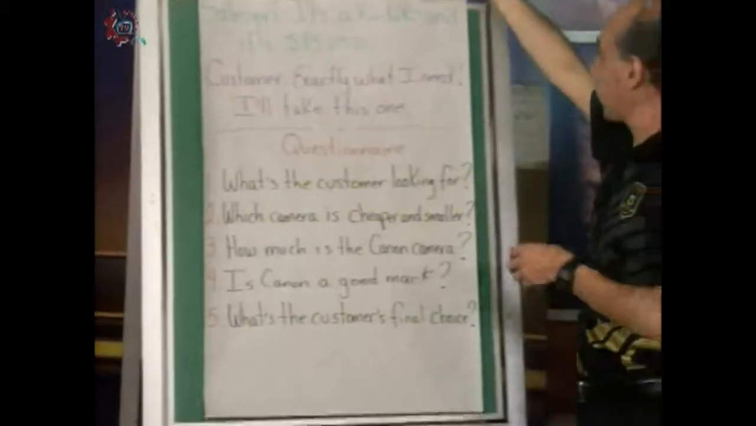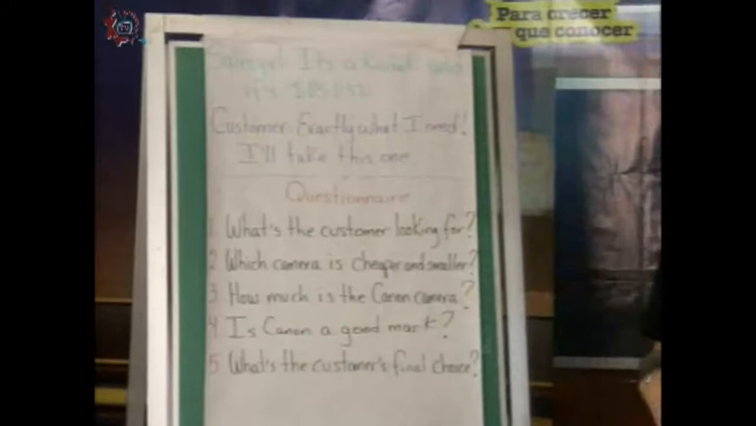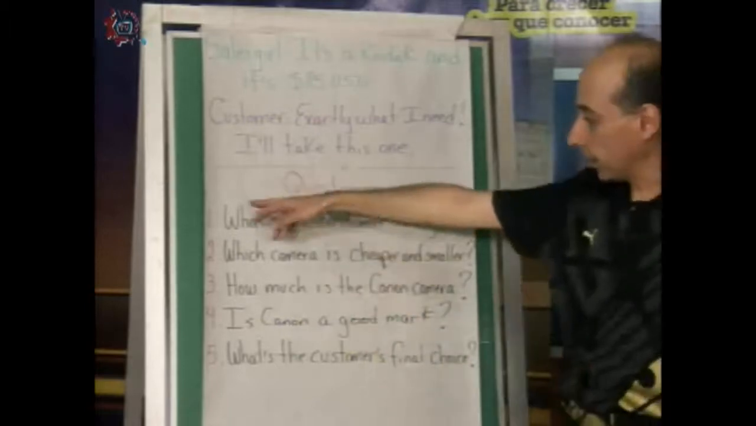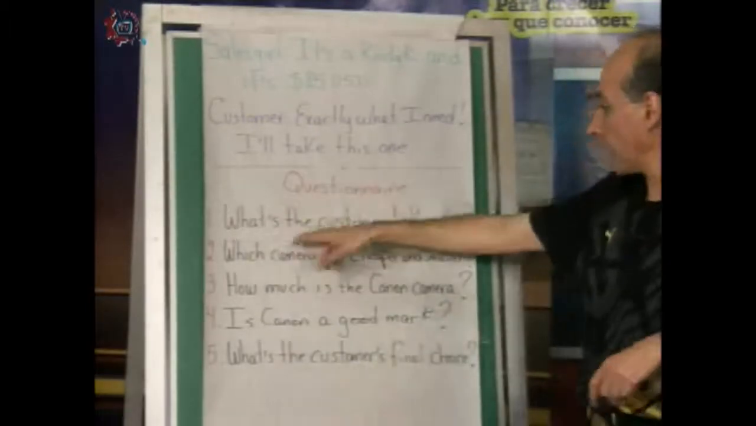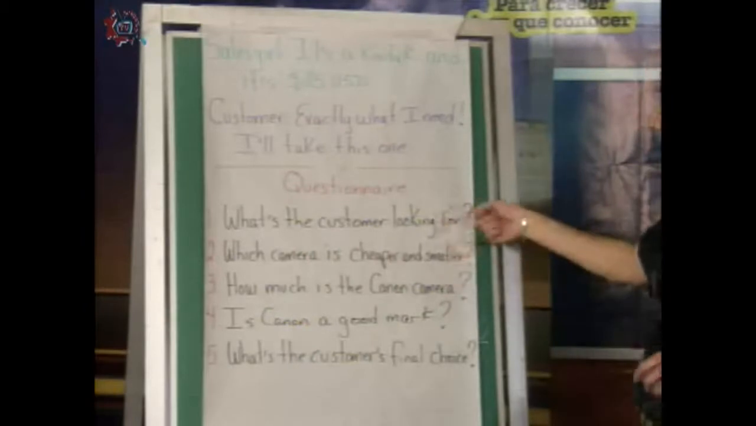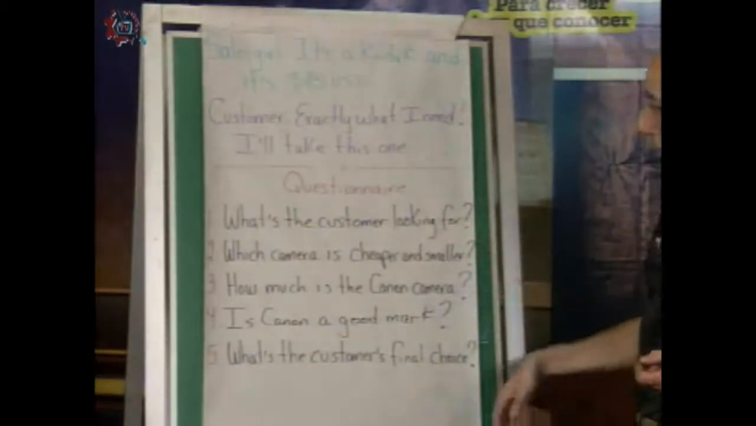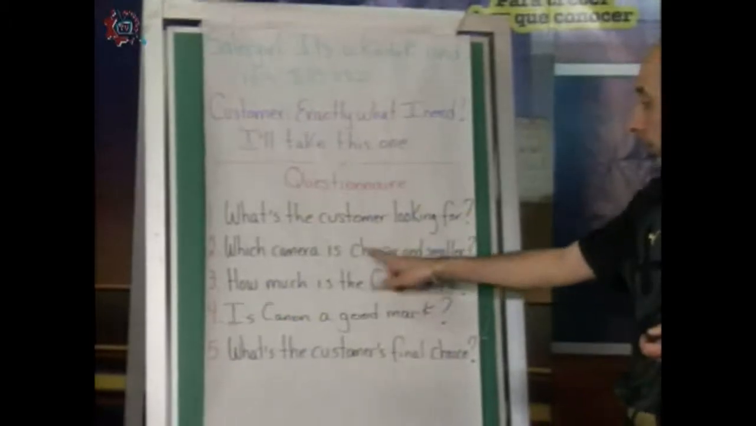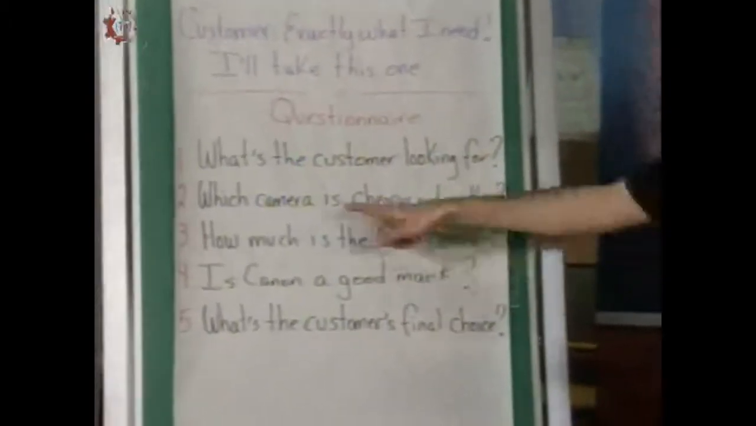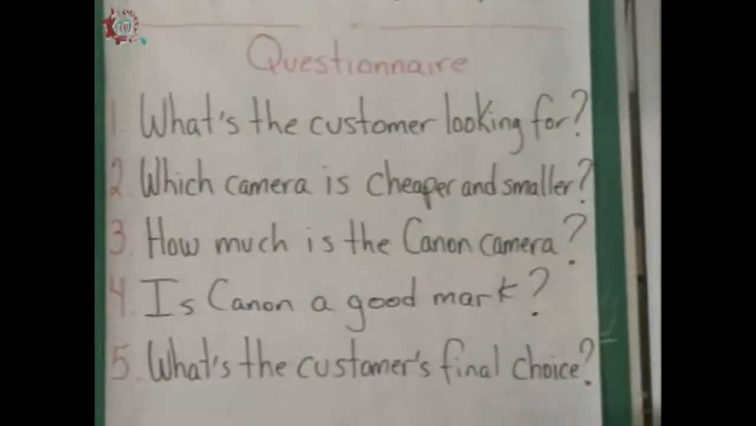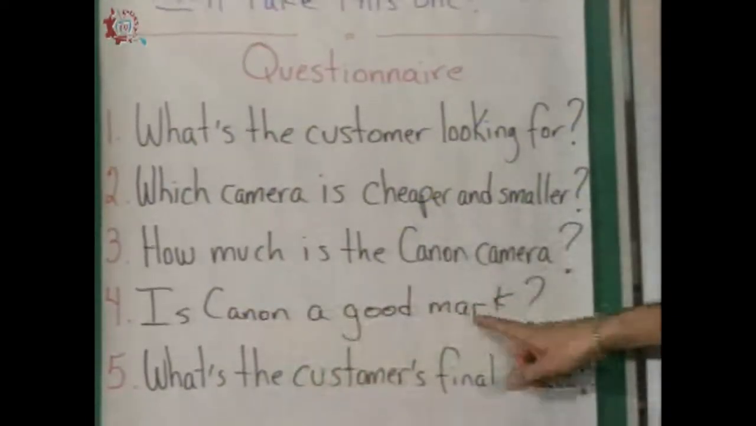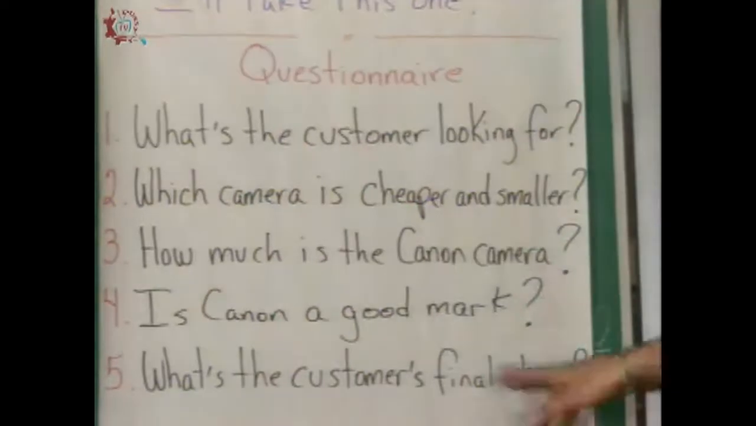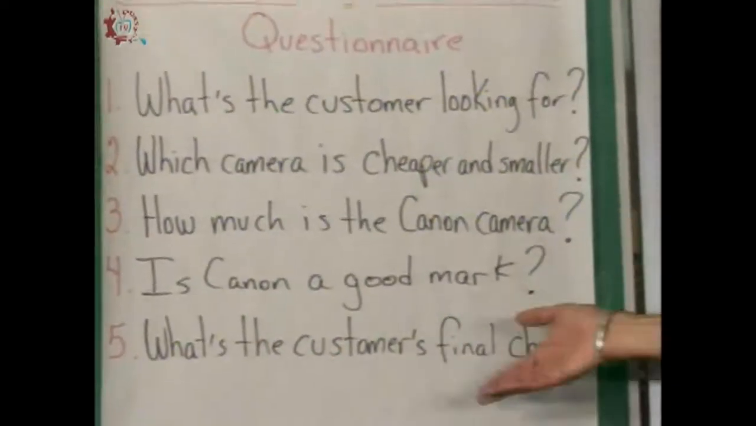With this dialogue we have read before, we are going to answer the second exercise. It is a questionnaire. It has 5 questions. Number one is, what's the customer looking for? We want to know the item, the good that the customer wants to buy. Two, which camera is cheaper and smaller? Cheaper, remember, is of a little price, and smaller. How much is the Canon camera? We want to know the cost of the camera. Is Canon a good brand? We want to know if the Canon is a good brand or a bad one. What's the customer's final choice? We need to know what is the final decision of the customer.